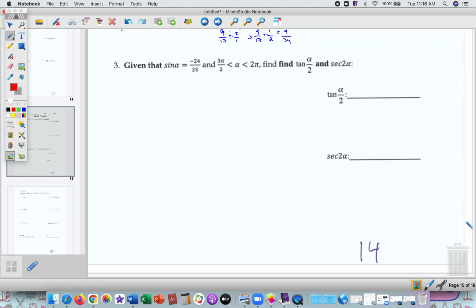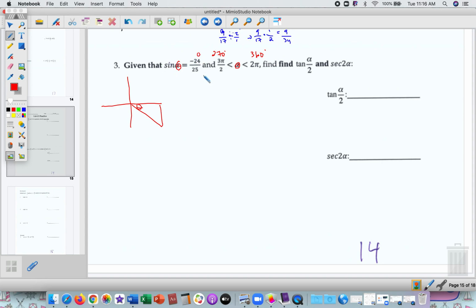Let's look at this next problem. For this next problem, they say sine of theta is negative 24 over 25, and theta lies between 3 pi over 2 and 2 pi. So we know that theta, the angle, is between 270 degrees and 360 degrees. That's where theta is. So we can draw our triangle between 270 and 360, down here, and we're going to put theta there.